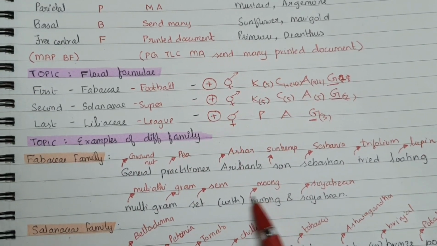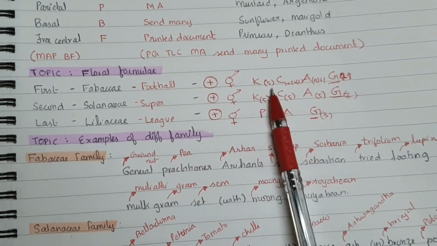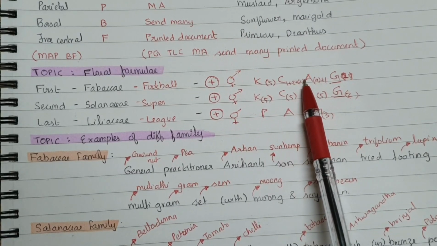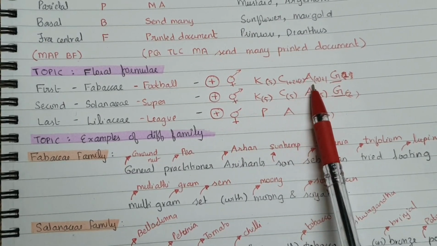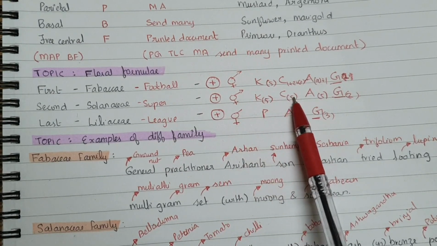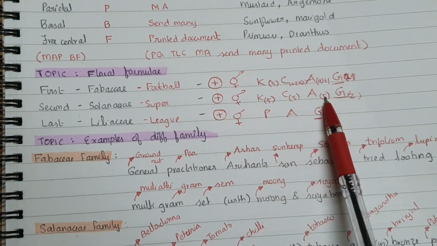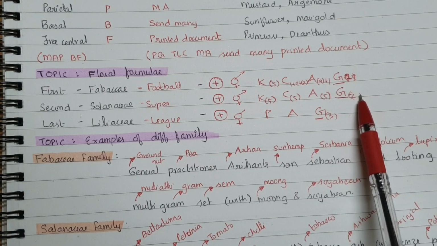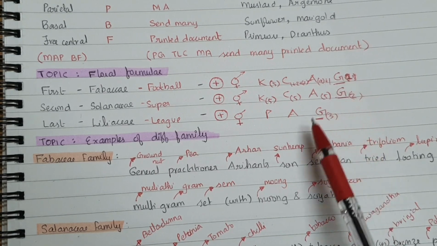As you can see in the picture, as I said before, C will be 1 plus 2 plus 2, and this 2 will be inside a bracket, and A will be 9 plus 1. While in the second one, everything will be 5: K5, C5, A5, and G will be underlined, as we said before, 1, 2, 3.